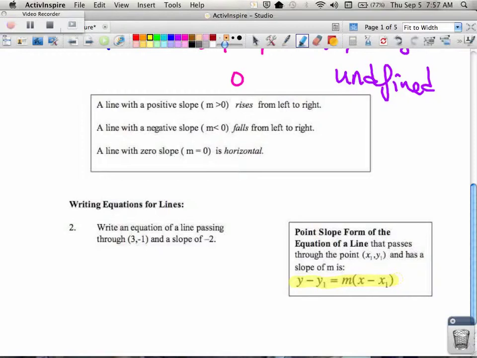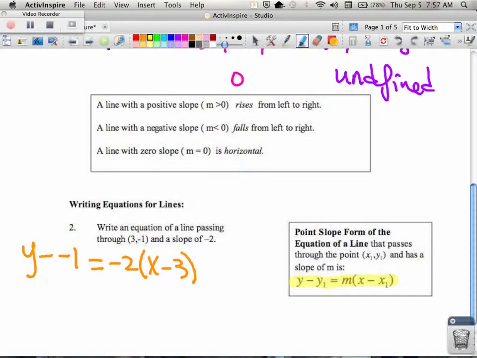So in Algebra 2, you might have written it a certain way. In this class, we're going to write it a different way. It's really the same thing. As I look at number 2, what I see is that they give me the slope of negative 2 and the point 3, negative 1. So if I put it into the equation, it looks like the following. y minus negative 1 equals negative 2 times x minus 3.